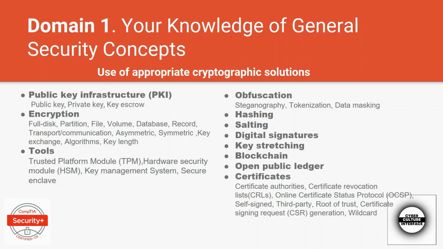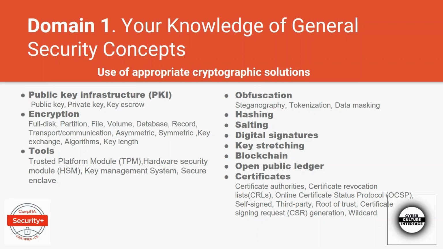Then what is obfuscation? Under obfuscation we have things like steganography, tokenization, and data masking. What is steganography? What is tokenization? What is data masking? How and when are they implemented? What is hashing? How do you implement hashing? Salting. What's the difference between hashing and salting? Digital signatures. Can you compare and differentiate between hashing, salting, and digital signatures? When and where are they implemented?